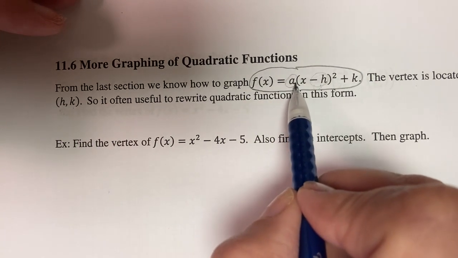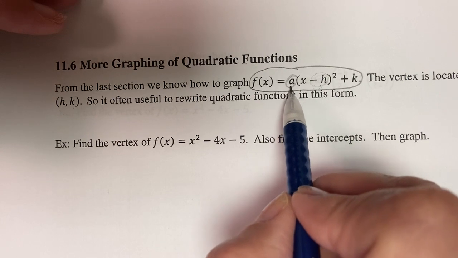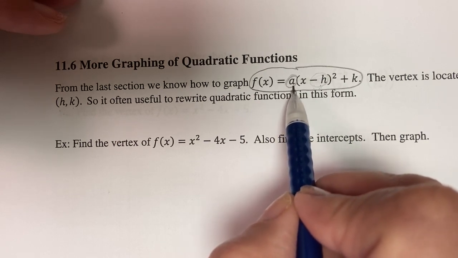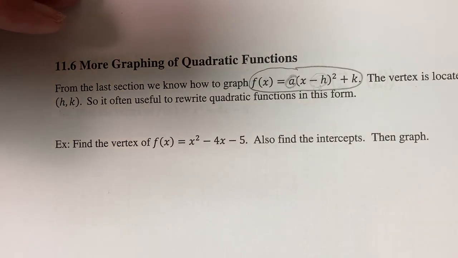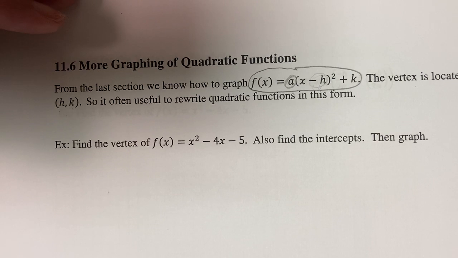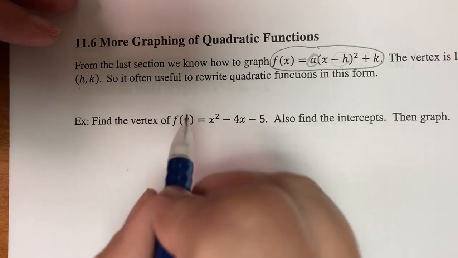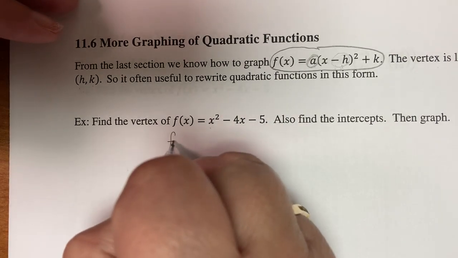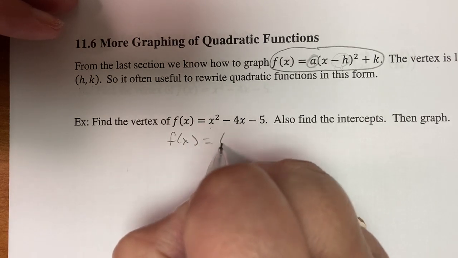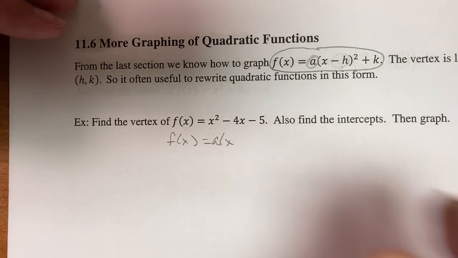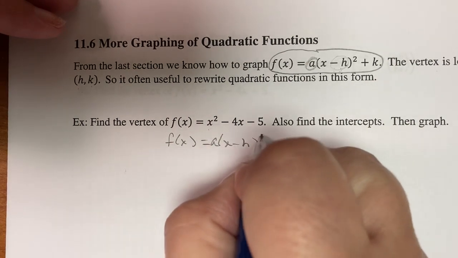Remember, what does the a do? Well, the a tells it shape. It makes it skinnier or wider. And if the a is negative, it also reflects it, so it would have to reflect it going down if it was negative. Okay, so we know all of that from 11.5. The problem is this is not in this form. We need to do our best to get this into this form, a(x minus h) quantity squared plus k.